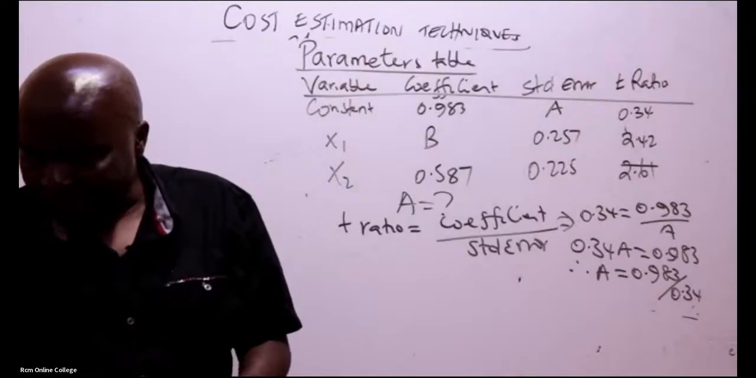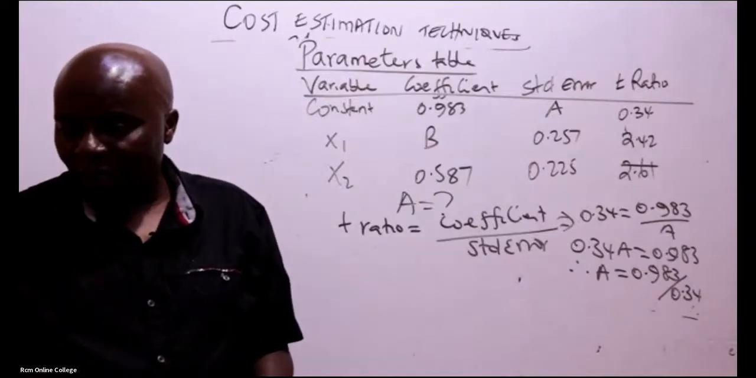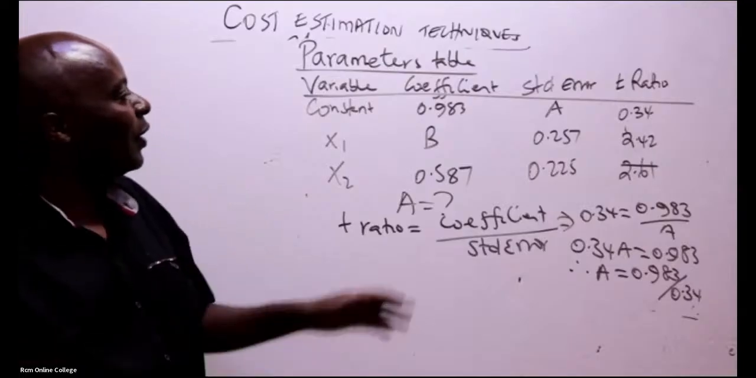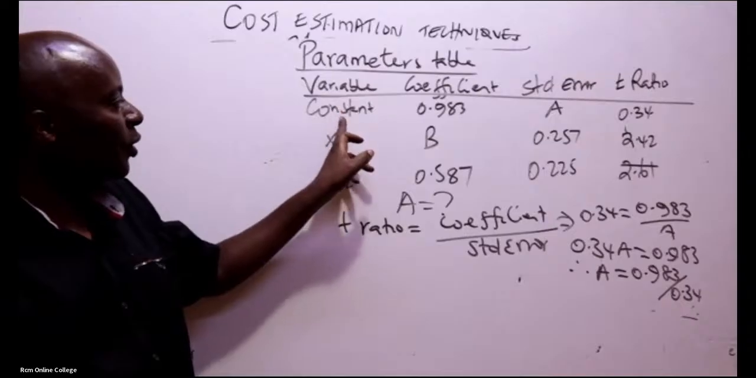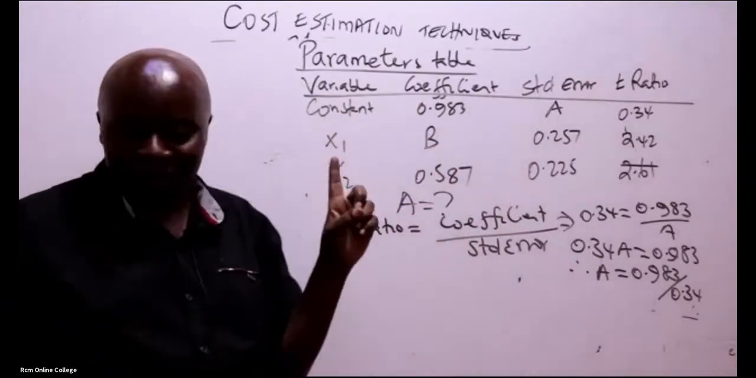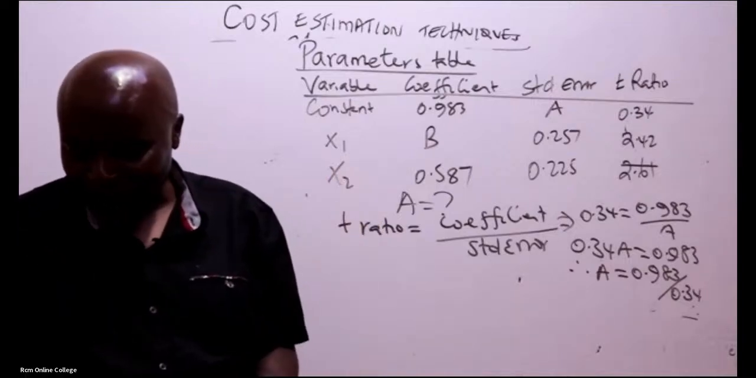Thank you so much, Robert. Every independent variable shall have its own T ratio. Actually, even the constant that we have, like now, this constant has its own t-ratio. X1 has its own t-ratio. X2 has its own t-ratio. That's a very, very good question.